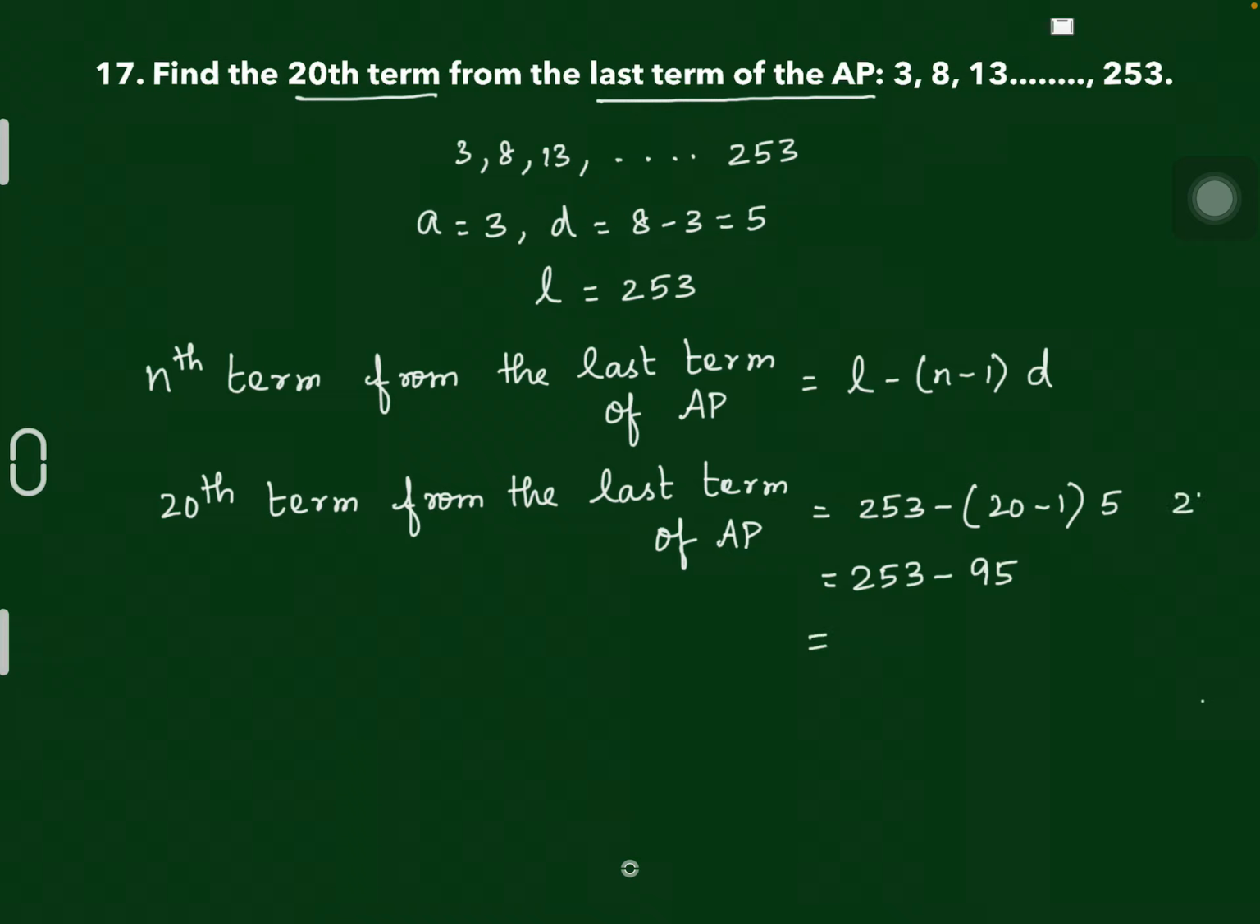So, when I subtract 253 minus 95, what do I get? I get 158. So, what is the 20th term from the last term of the AP? 158. Use this formula, which is very easy, to find the nth term from the last always.